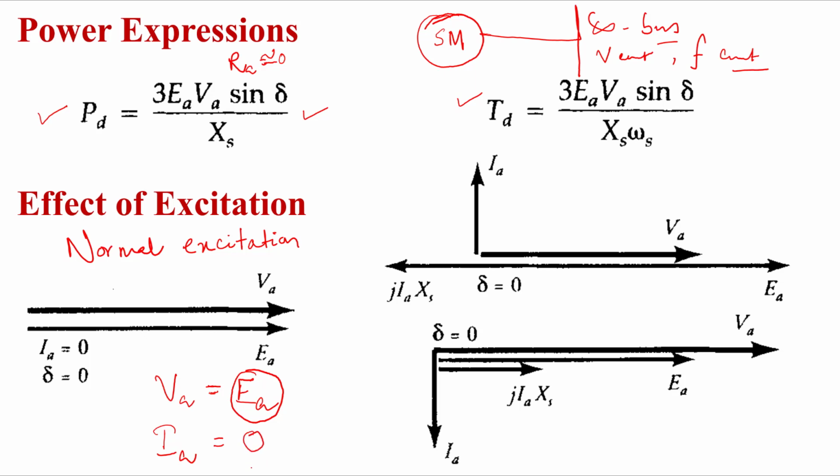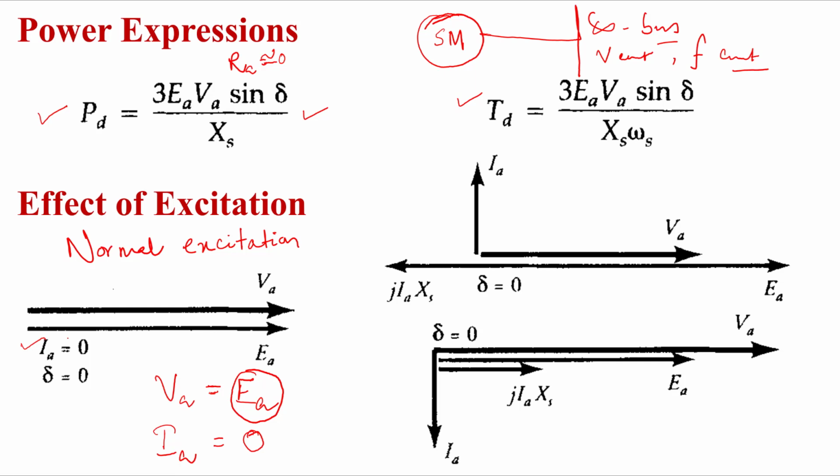So there will be no current flowing from the motor to the grid or from the grid to the motor, right? Therefore IA is 0 here under normal operating condition, and therefore we can see here IA equal to 0.